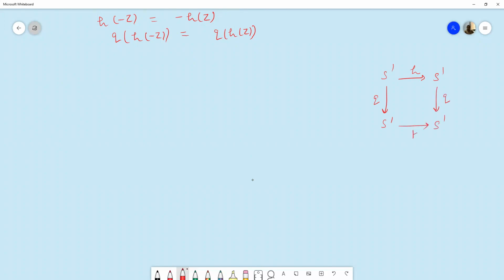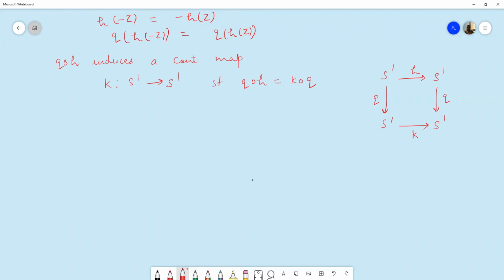So there exists a mapping K. Because of this Q circle H, this induces basically a continuous map K from S1 to S1 such that this diagram of arrows is a commutative diagram, which means Q circle H is equal to K circle Q. So there exists this type of K mapping.